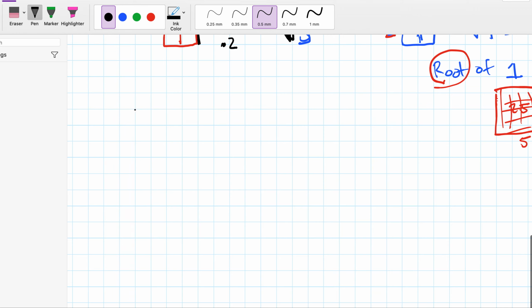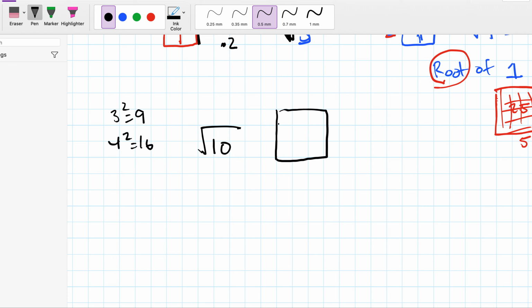So we can even estimate square roots. So let's say you have the square root of 10. Well, we know 3 squared is 9. 4 squared would be 16. So we know it's going to be a little bit more than 3. So here is a 3 by 3. There are 9 squares, and there's one more left over.